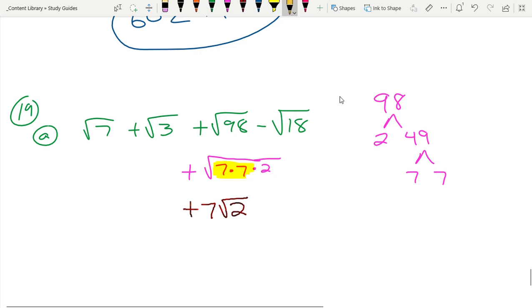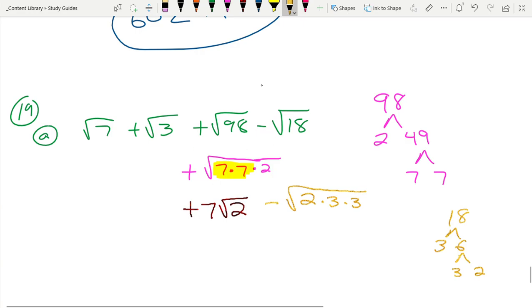Now I'm going to do 18. Break 18 down to 3 and 6. 6 I could do as 3 and 2. So now I'm going to rewrite these. I've got 2, 3, 3. So 2 times 3 times 3 gets you right back to your 18.